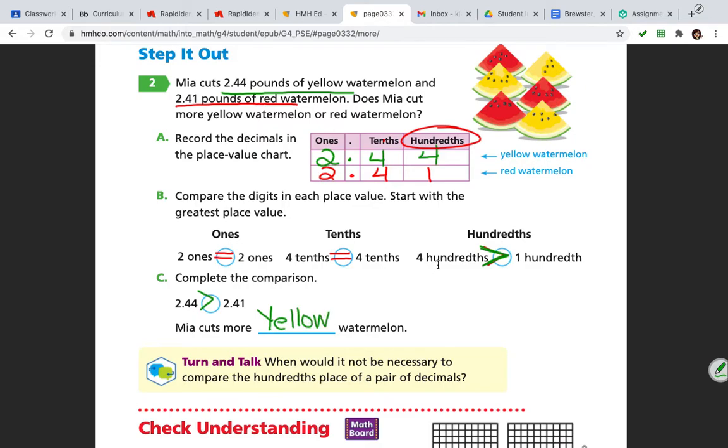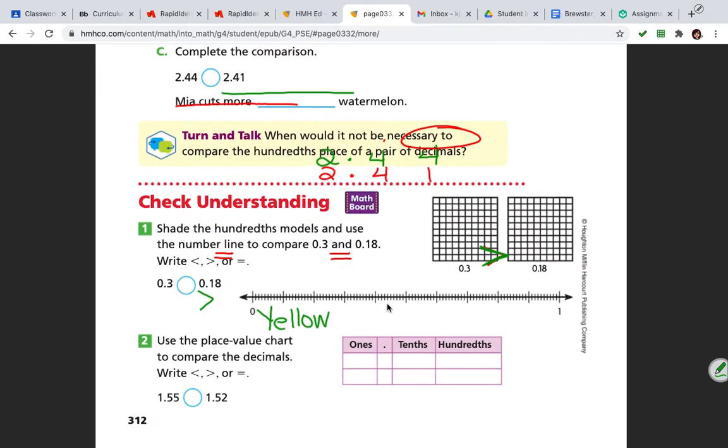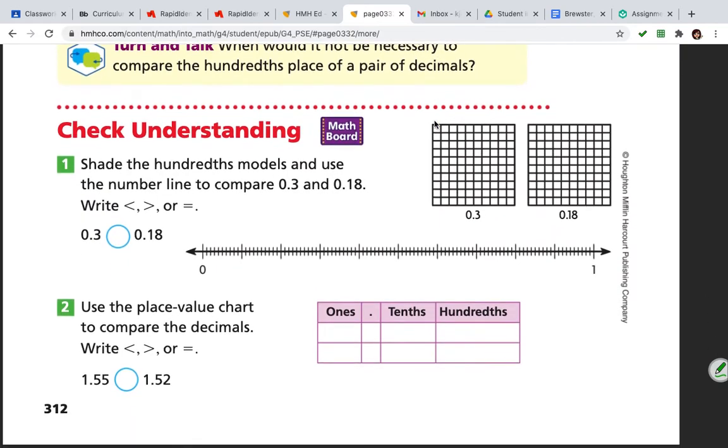And if I had written yellow, it wouldn't show up. Alright, at the bottom, I want you to do number 1 and 2 on your own. So pause the video, complete number 1 and 2, check your understanding, and then start the video back to see if you got them right.